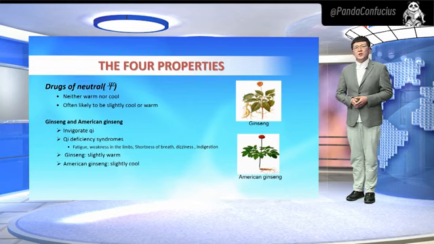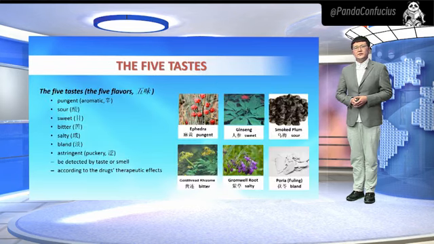Drugs with properties in the middle of warm and cool are called neutral. However, they are often likely to be slightly cool or warm, so there are still four properties, not five. For example, both ginseng and American ginseng can invigorate qi and treat qi deficiency syndromes, such as fatigue, weakness in the limbs, shortness of breath, dizziness, and indigestion. Ginseng is slightly warm in nature, and American ginseng is slightly cool, so it depends clinically.